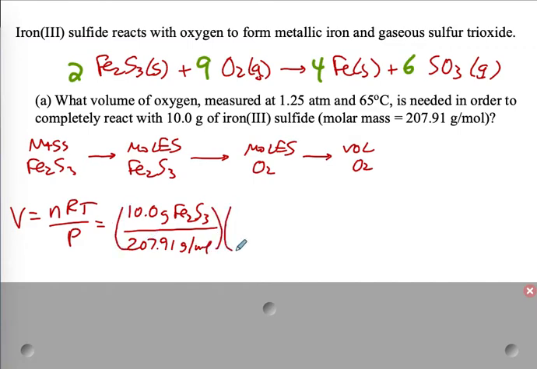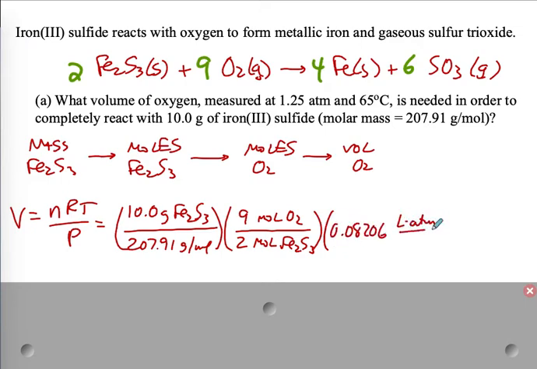And I'll convert moles of iron 3 sulfide I'm starting with to moles of O2 I need by multiplying by the mole ratio, 9 moles of O2 needed for every 2 moles of iron 3 sulfide. Okay, so what I've drawn so far is n in the ideal gas law, that is moles of O2 needed. So I'll multiply that by R, 0.08206 liter atmospheres per mole Kelvin, times temperature.